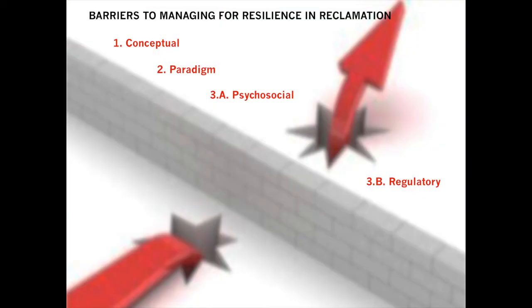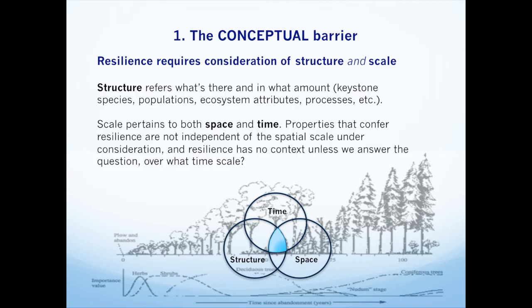So let's talk about barriers to resilience. How do we manage for resilience and reclamation? We need to overcome several barriers. I've identified 4, but 2 of them are really sub-barriers. There's a conceptual barrier we need to think about, a barrier for paradigms, and then psychosocial and regulatory barriers. We shouldn't ignore any of them.